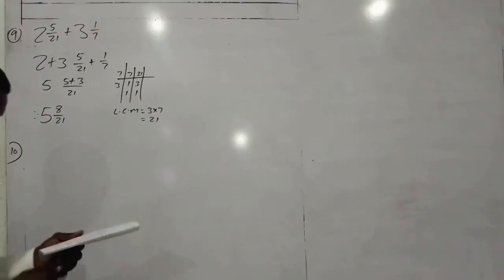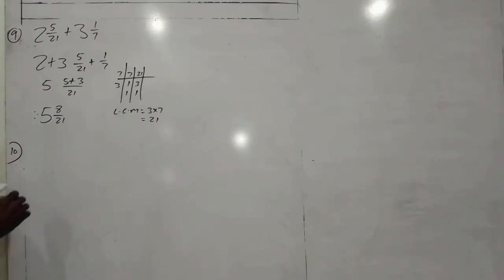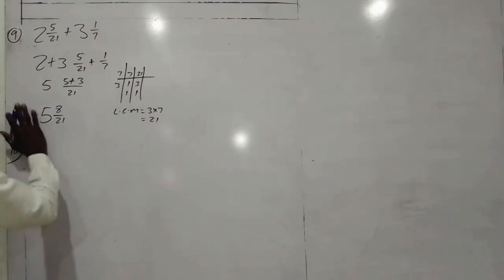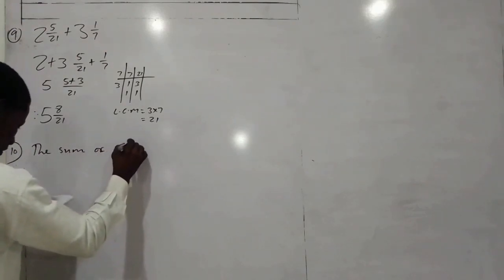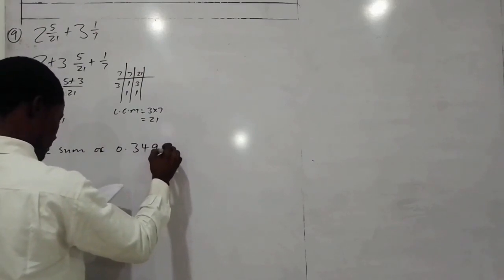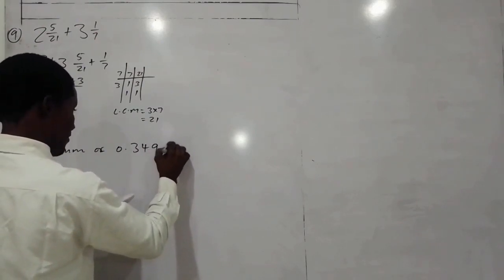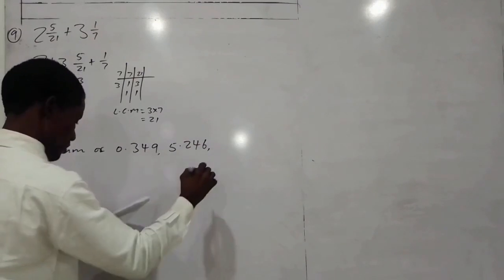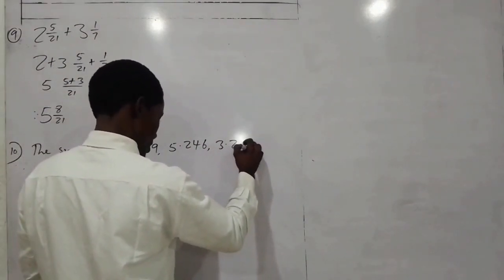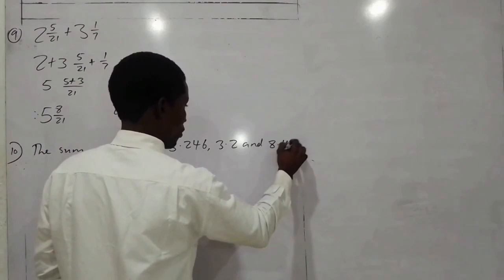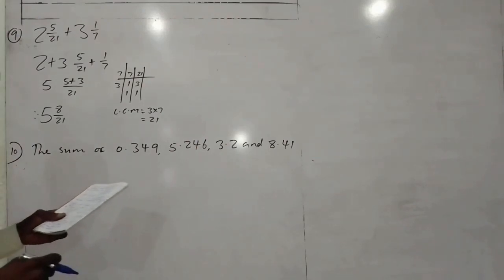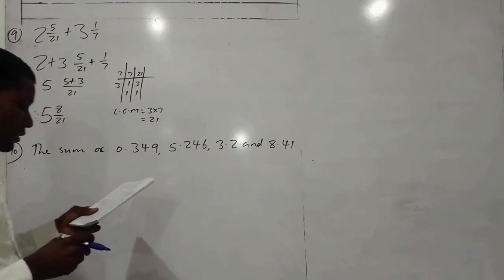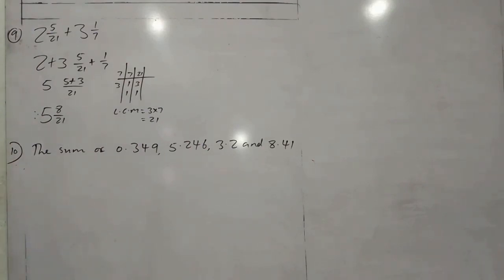Number 10 question says, what is the sum of 0.349, 5.246, 3.2 and 8.41? The sum means addition.